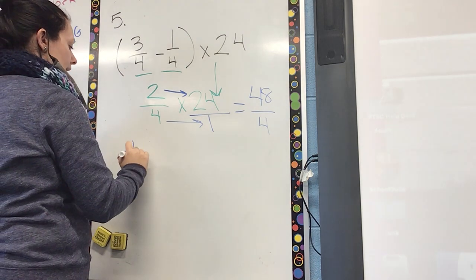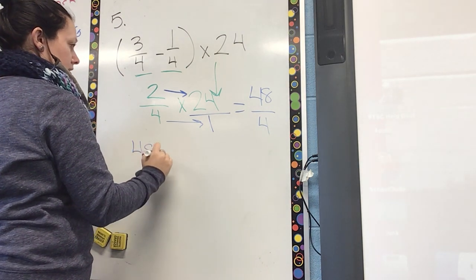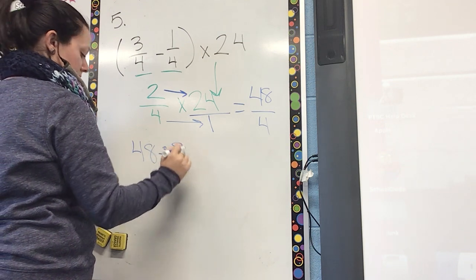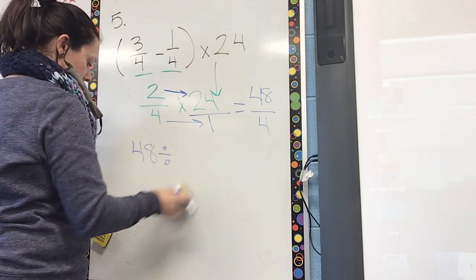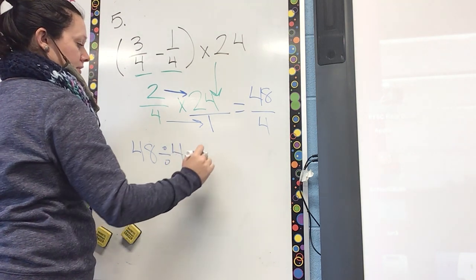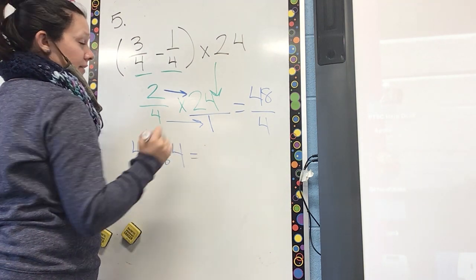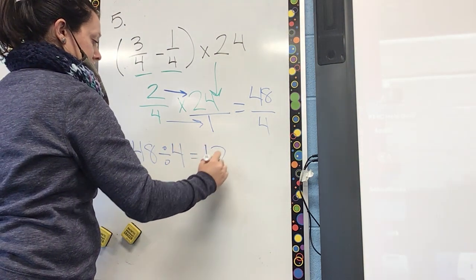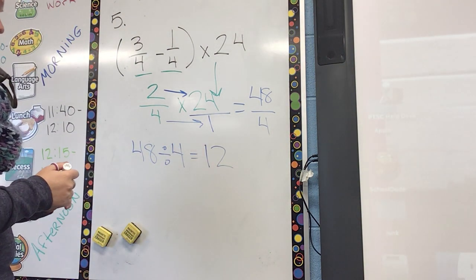I need to do what kind of computation here? Dividing. Good. 48 divided by... Oh, that wasn't going to be a 4. What is 48 divided by 4? 12. Oh, I heard some different numbers there. 48 divided by 4. Very nice.